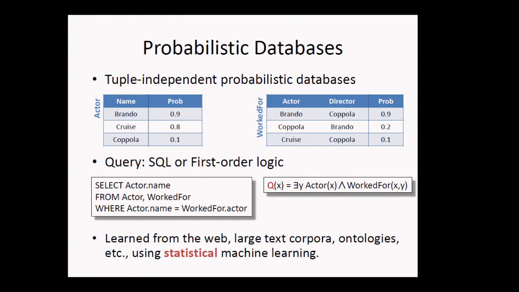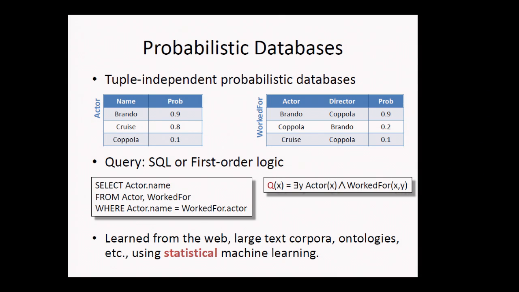Well, it's exactly what you use a standard relational database for. You're just going to write down a SQL query like the one shown here, or you can also write it in first order logic, and you see that it starts to look very similar to a statistical relational model. So for instance, this query here asks for all the people that worked for someone else, all the actors that worked for someone else.